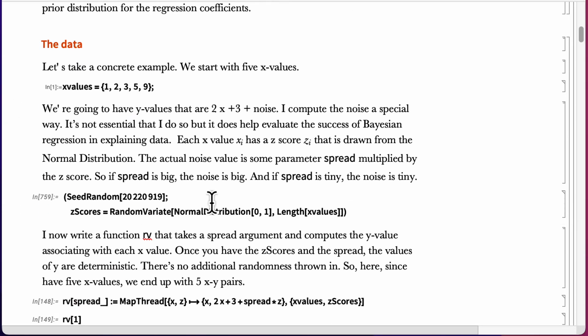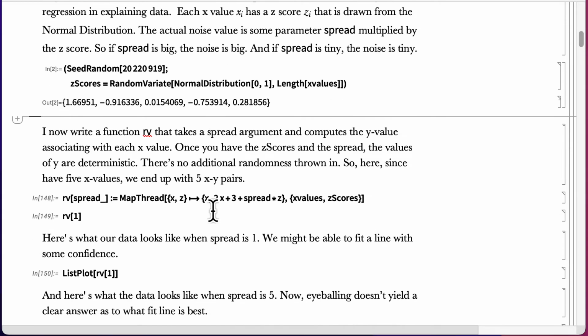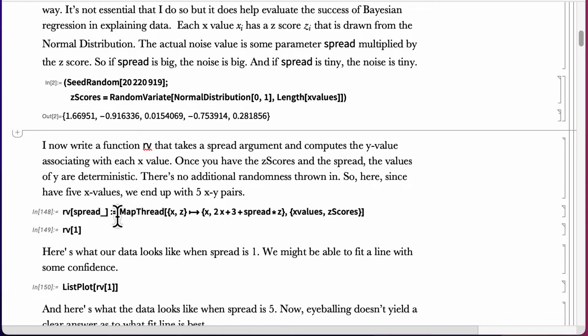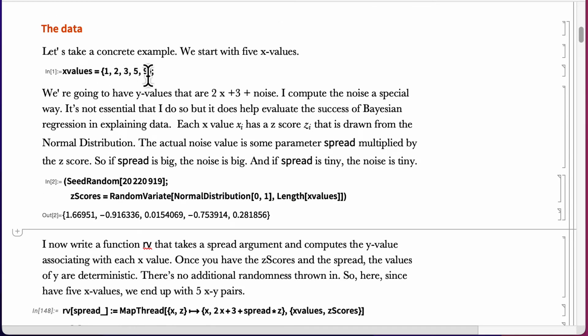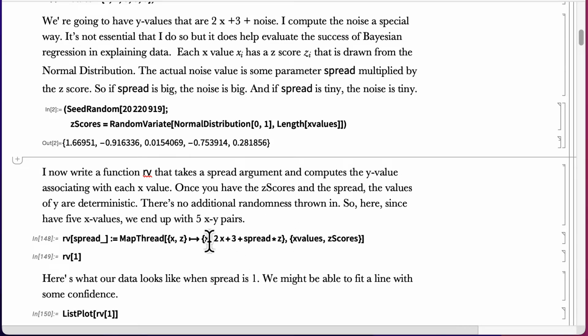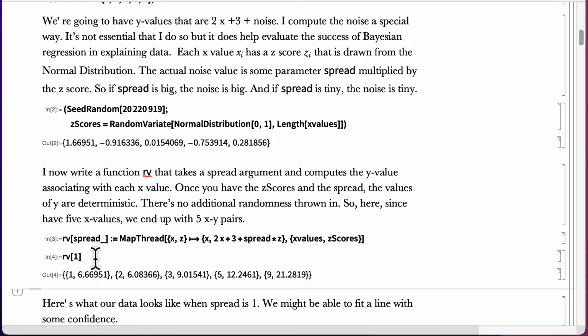Okay, so let's get those z-scores. And now let's write a function RV that takes a spread value, and then it computes for each of these 5 x values a y value. How do we do that? Well, we've got a map thread, and the first element of each list is just the x value, and the second element is 2x plus 3 plus the spread times the associated z-score. So there's our function, and if we evaluate RV with a spread equal to 1, here's what we get.